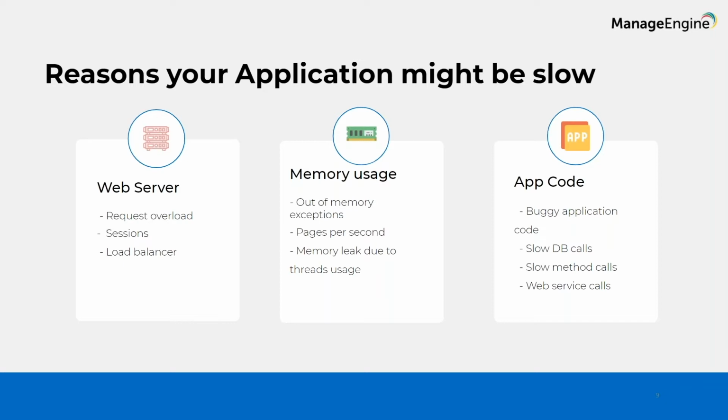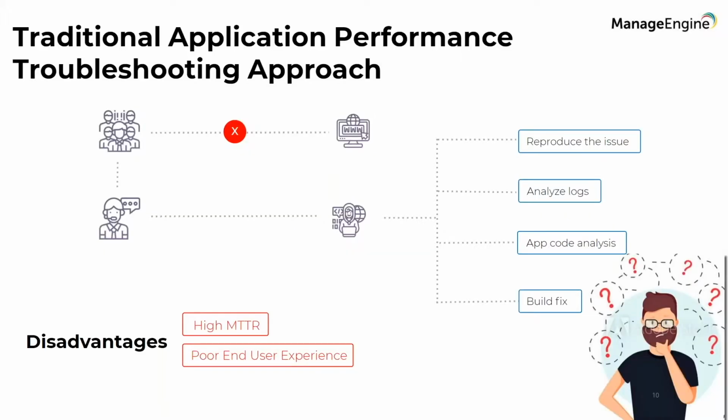Let's see how the application manager can help you to address these common problems along with the advanced way of troubleshooting. The traditional application performance troubleshooting approach goes like this: if a customer reports an issue, the developer or the application support team try to reproduce the issue from their end. Sometimes they may be able to reproduce the issue, sometimes they may not.